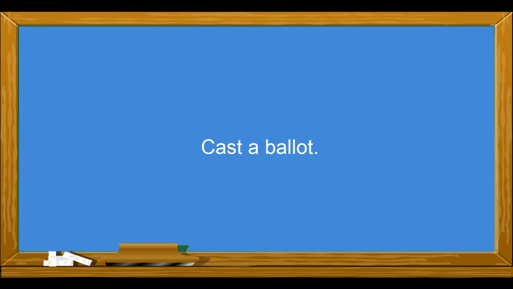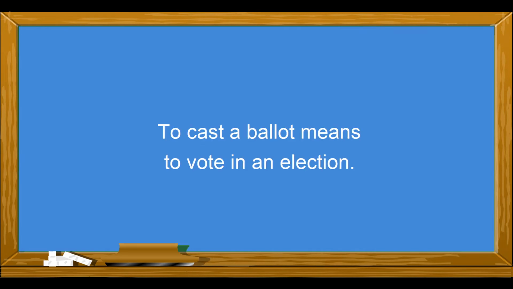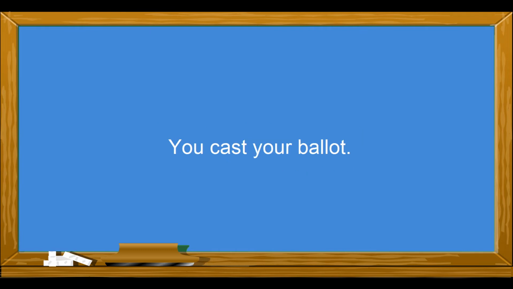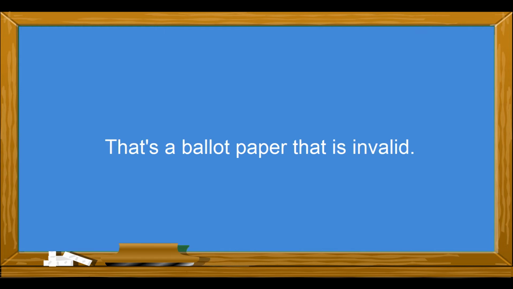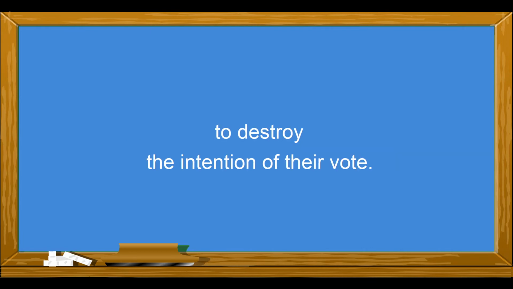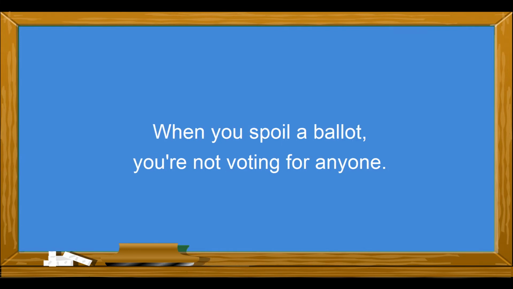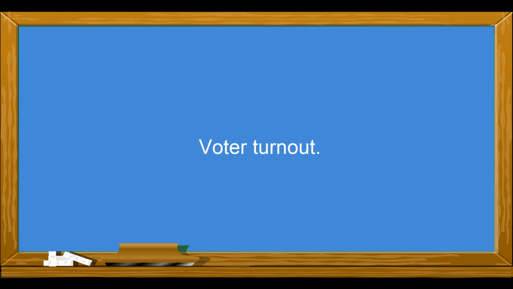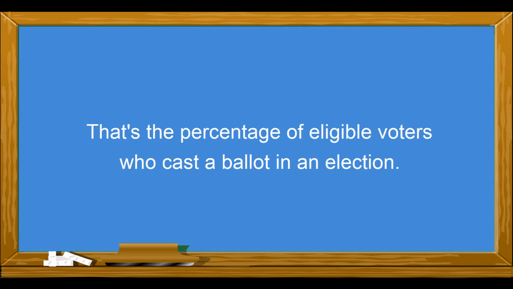Cast a ballot. To cast a ballot means to vote in an election. You cast your ballot. Spoiled ballot. That's a ballot paper that is invalid. People spoil their ballot when they want to kind of destroy the intention of their vote. When you spoil a ballot, you're not voting for anyone. Voter turnout. That's the percentage of eligible voters who cast a ballot in an election.